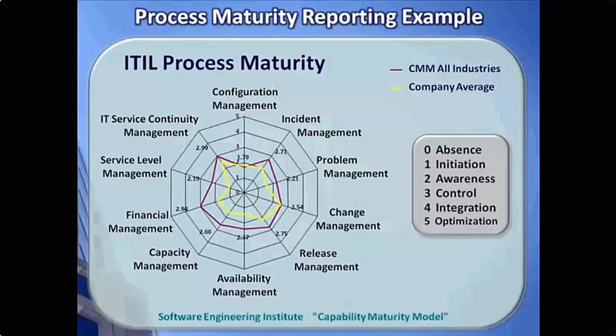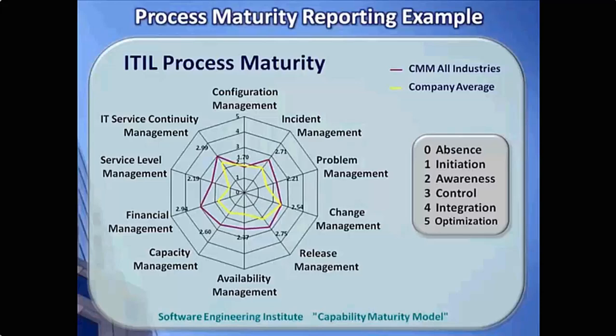Slide 21. Here's an example of a process maturity report, not atypical of what many assessors may produce. Once a maturity rating has been determined, it usually gets compared to an average observed across other companies similar in size and industry. I've seen these done on line charts, graph charts.